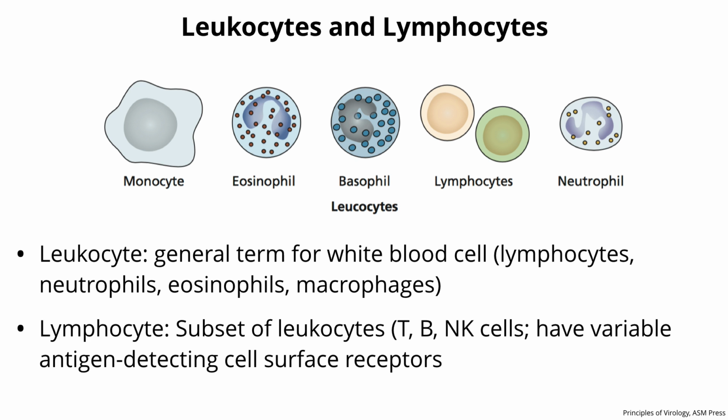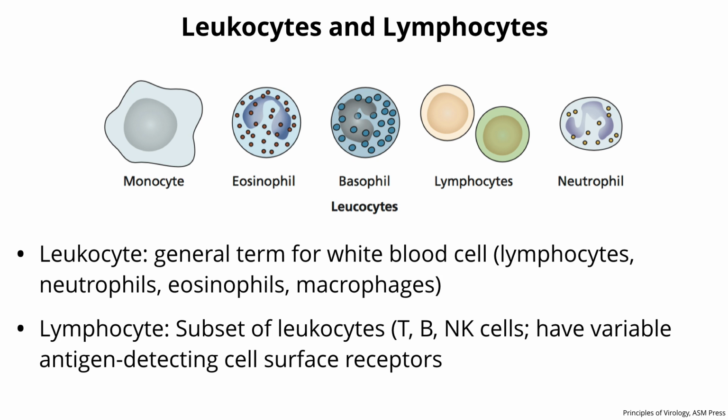First of all, let's talk about a little terminology so we're all on the same page. Lymphocytes and leukocytes. Leukocyte is a general name for white blood cells, and this includes all of the ones shown on this slide: monocytes, eosinophils, basophils, lymphocytes, and neutrophils. Leukocytes, white blood cells. Lymphocytes are simply a subset of leukocytes, and they include T cells, B cells, and NK cells, so you can see them up here.